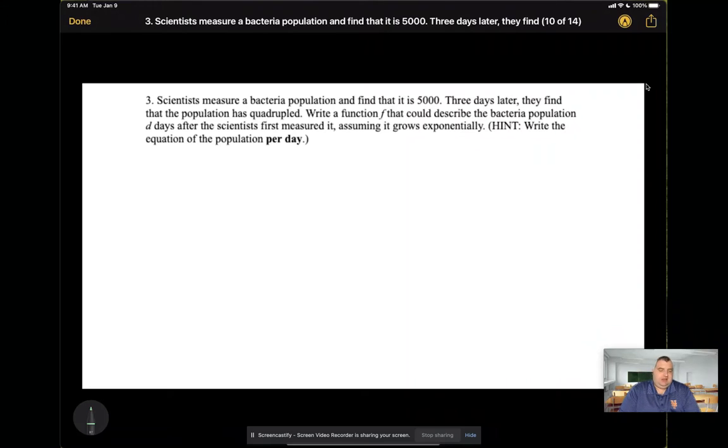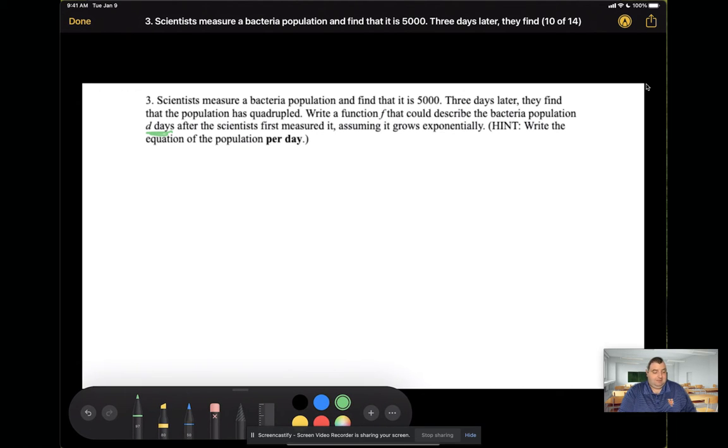Number 3, scientists measure a bacteria population and find that it is 5,000. 3 days later, they find that the population has quadrupled. Write a function f that could describe the bacteria population d days after the scientists first measured it, assuming it grows exponentially. Hint, write the equation of the population per day.